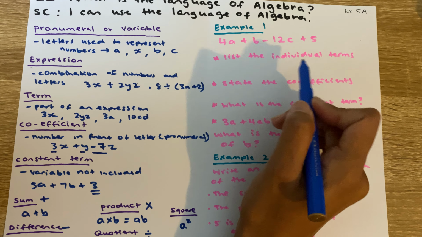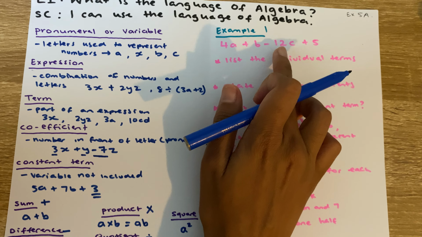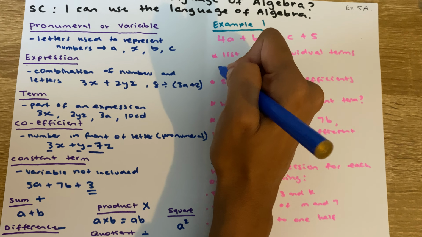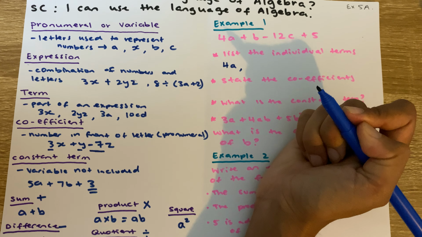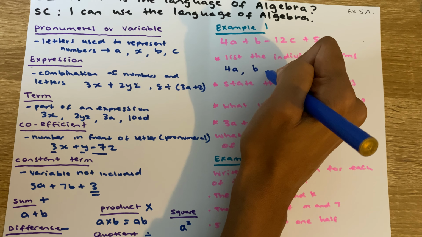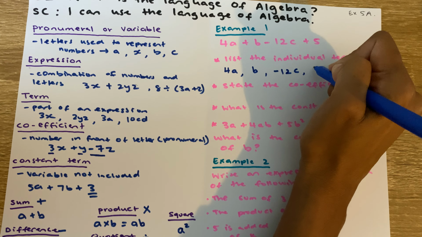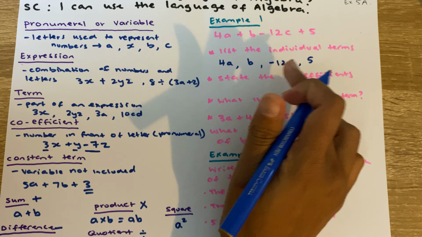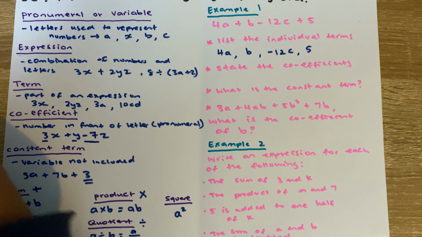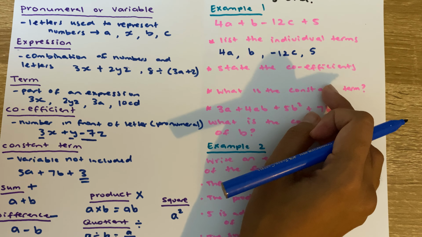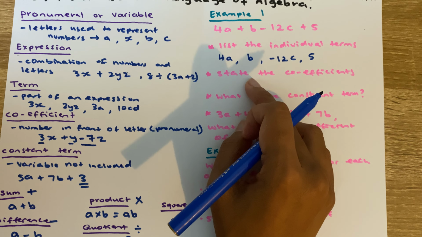Okay, so remember when we're listing the individual terms, we're looking at each part of our expression. So I have got a 4a, I have got a b, I have got a negative 12c, and I've got a 5. They are my 4 individual terms that are part of this expression.